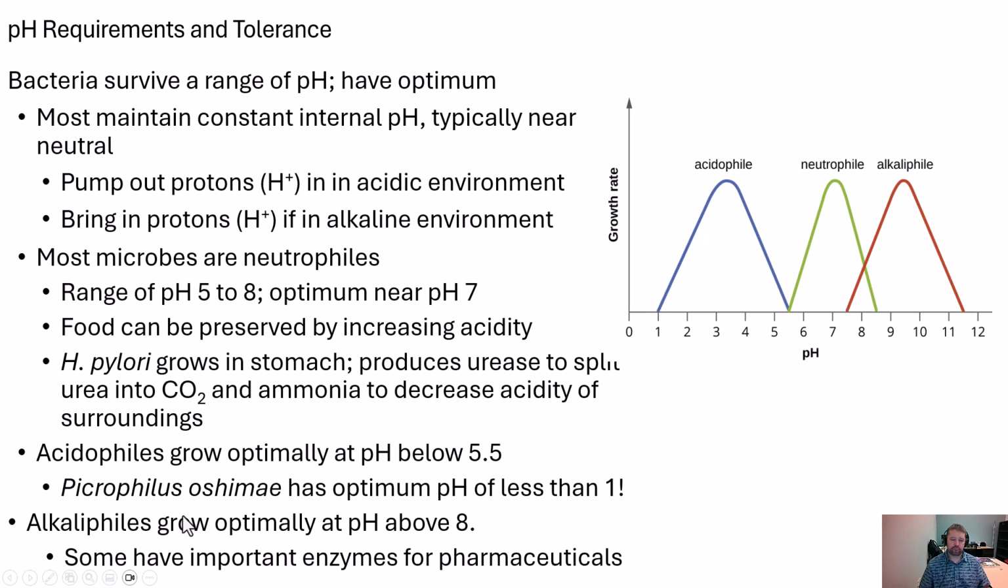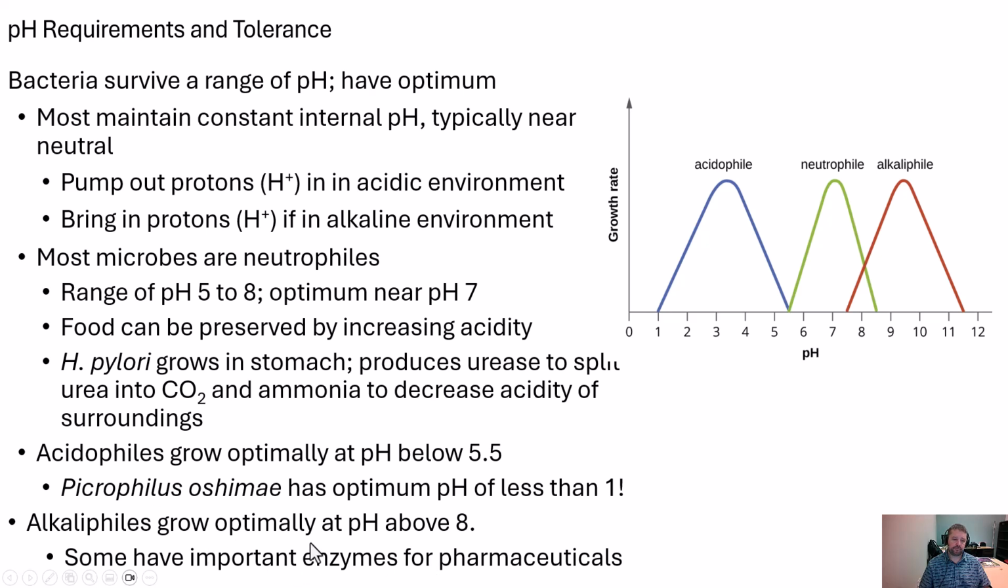there are some special cases where they're growing less than 1. Okay, so Picrophilus oshimae was a bacteria that was discovered in Japan in some hot springs there, and these pools have a very, very acidic pH, and sure enough, there's bacteria that live there.